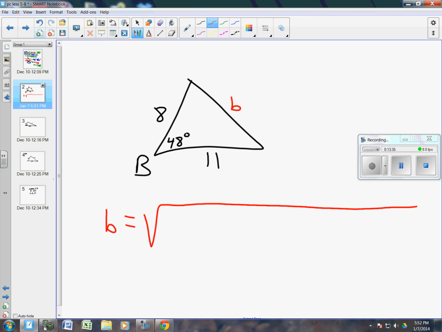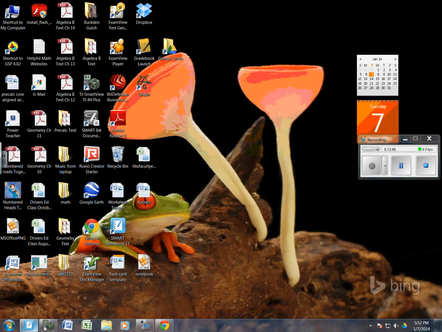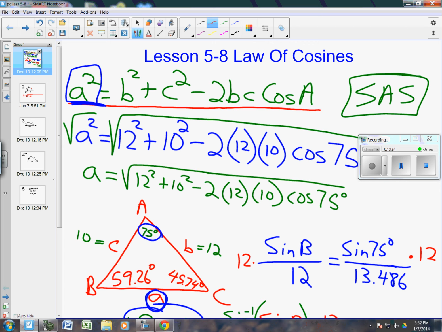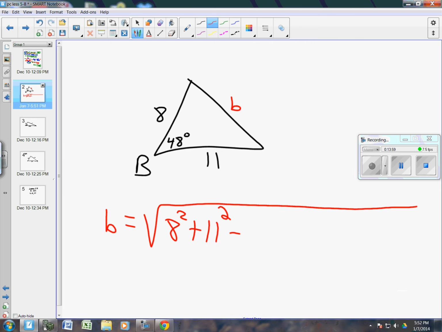So in this case, once again, it's going to be one of the side squares. It doesn't matter which one. 8 squared plus the other side squared, 11 squared, minus, I got to look at the formula real quick, minus 2bc times cosine of A. So minus 2 times the side 8, times the other side 11, times cosine of the angle given, which is 48 degrees.